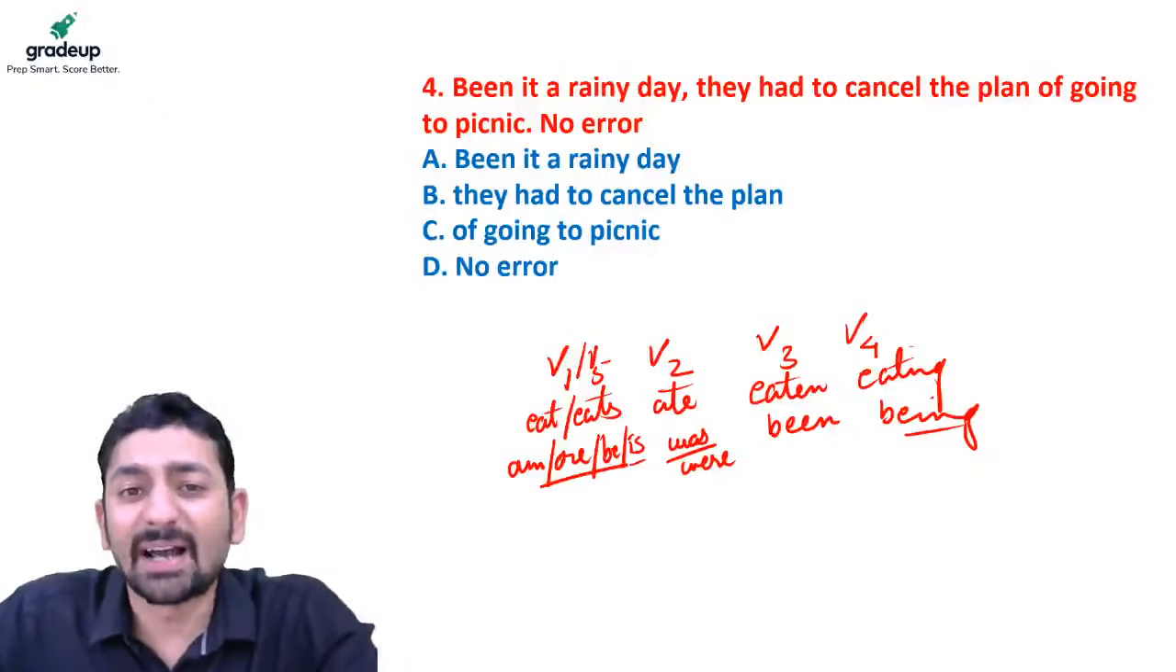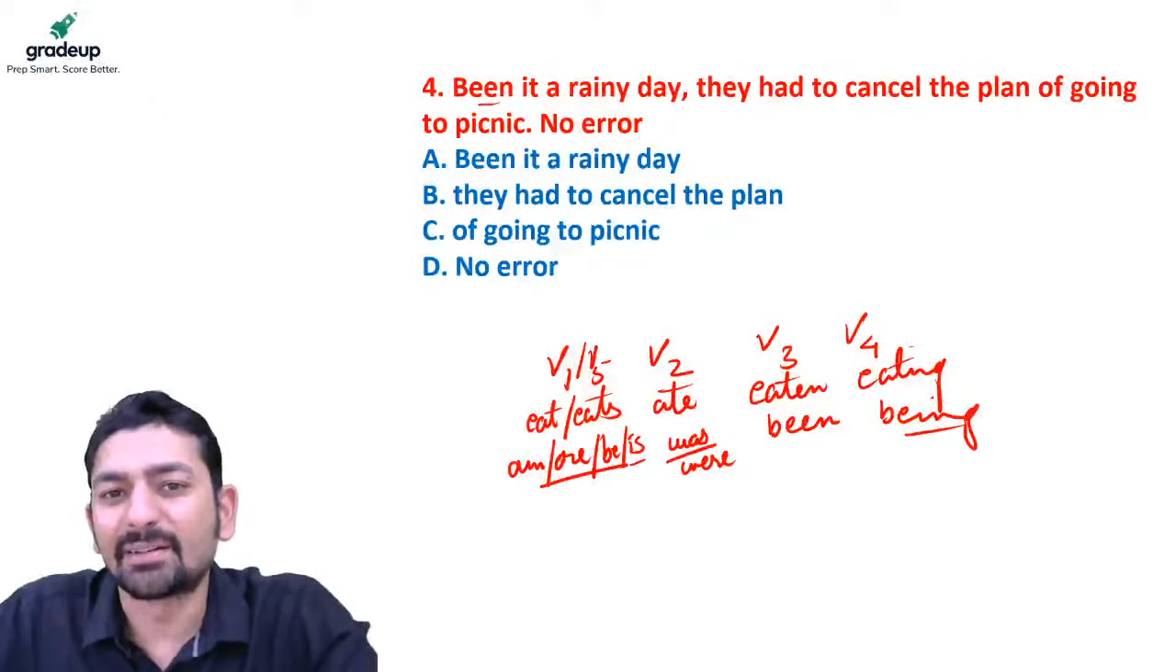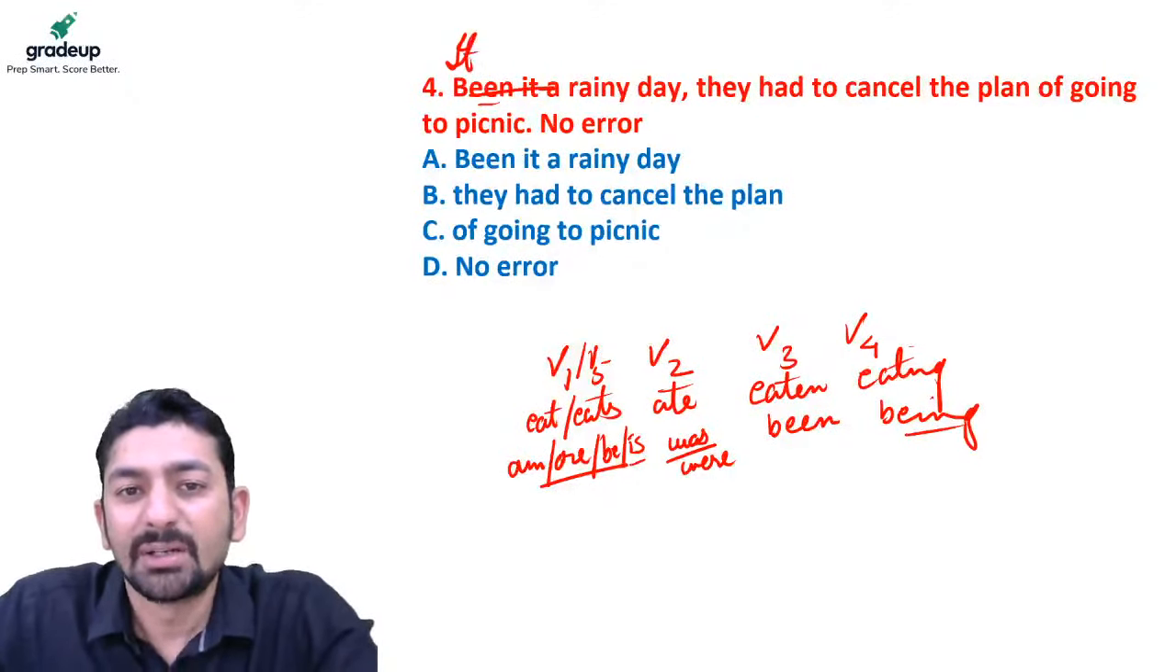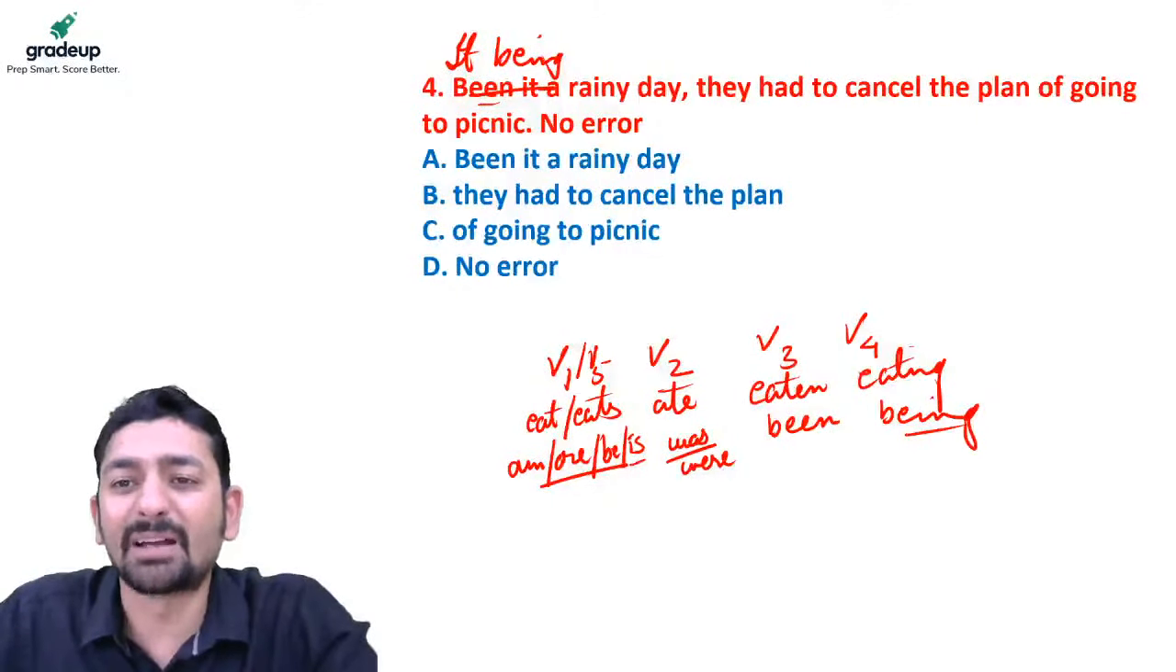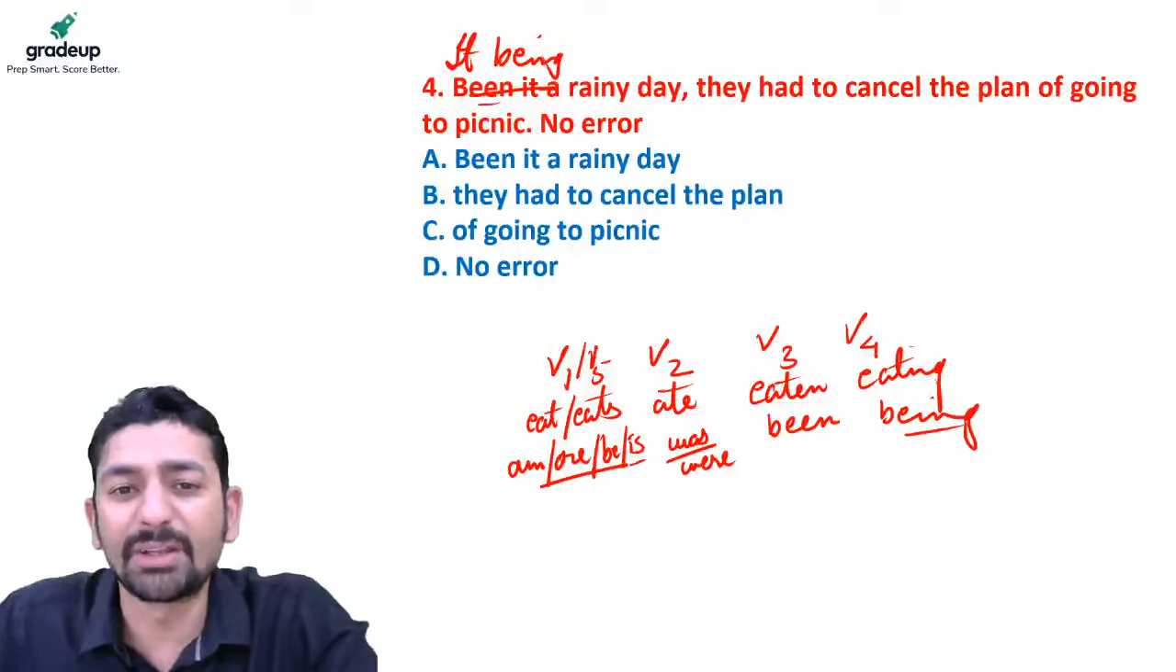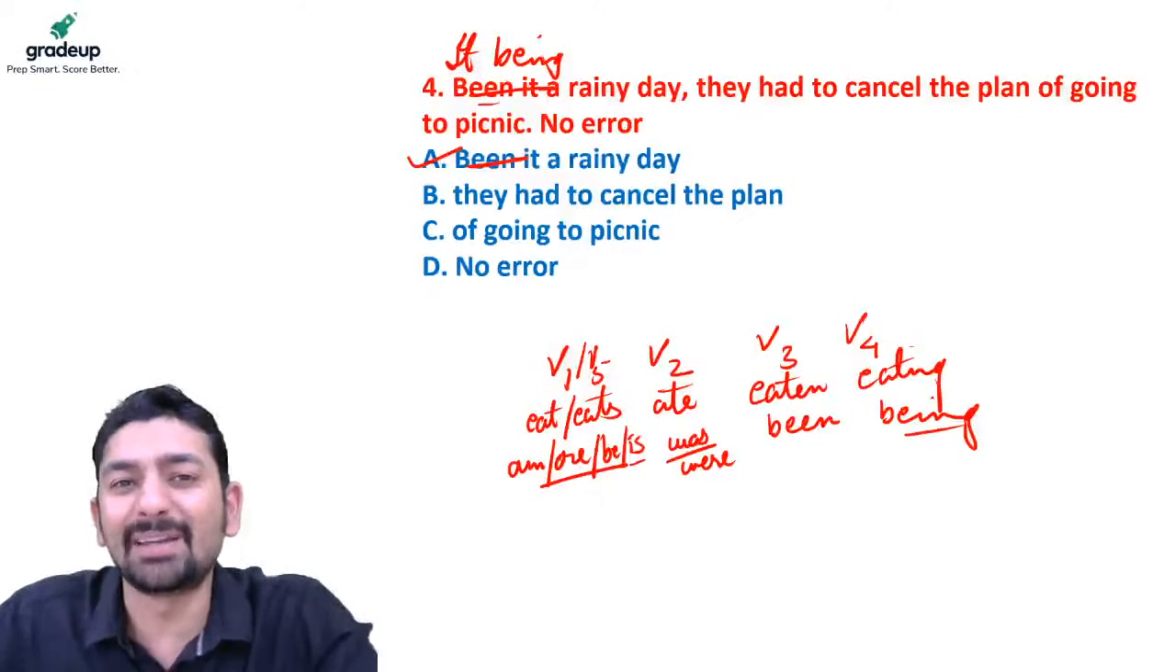So here I say, been it a rainy day. You cannot say been it a rainy day. You have to change it to it being a rainy day. It being a rainy day, they had to cancel the plan of going to the picnic. So you have to remove a. It should be it being a rainy day.